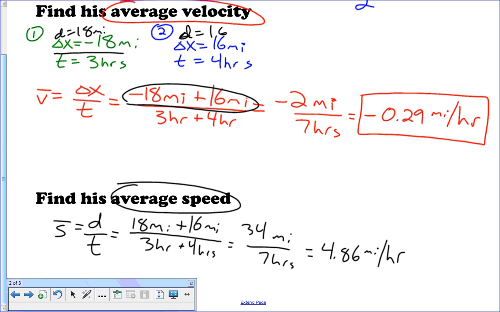Okay, so there we go. That's how you do that. All right, now, there's one other type of problem. It's basically the same thing, but with a couple extra steps added in.